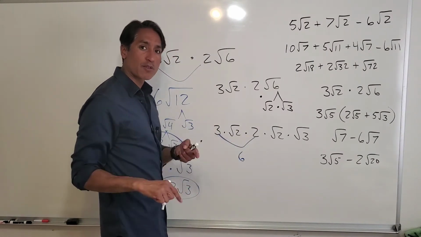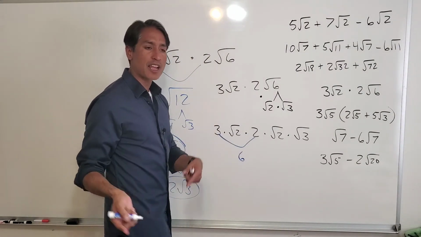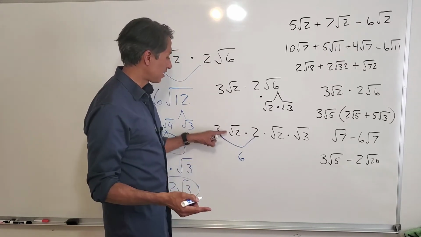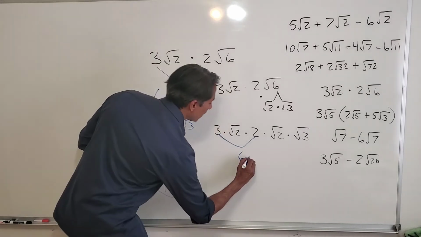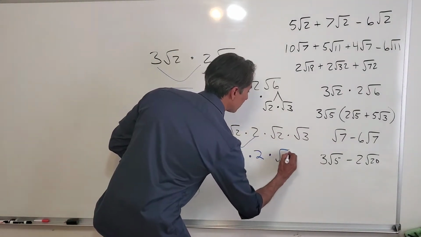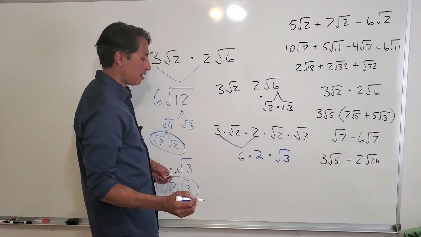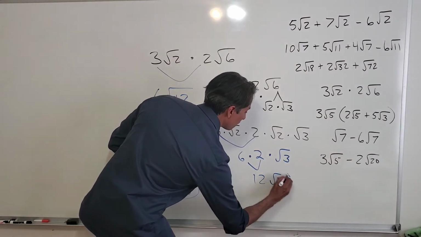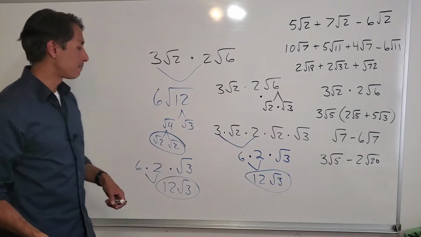Remember, when you have a square root of a number times the square root of the same number, the square roots cancel out, and you end up with just the number. And then I have a square root 3 that I can't do anything with. So I combine like terms and I get 12 square root 3, and I'm all set.